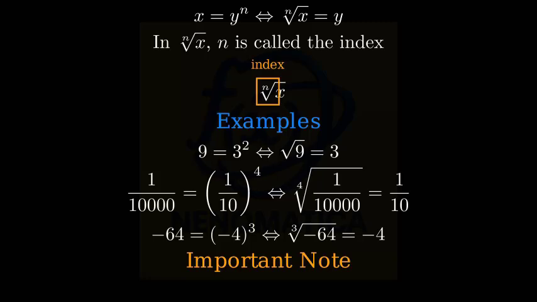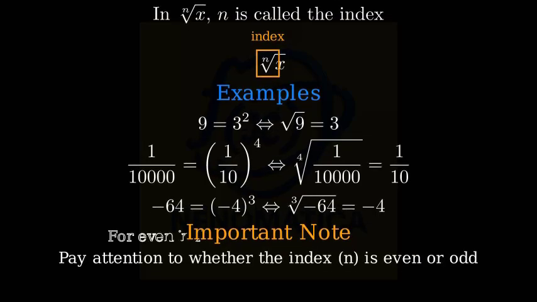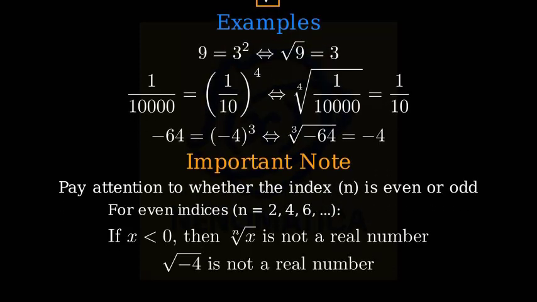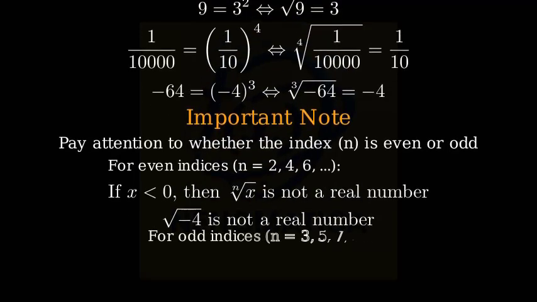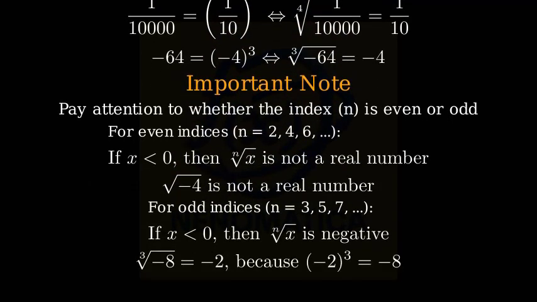Now, let's discuss an important consideration when working with nth roots. We need to pay attention to whether the index is even or odd. For even roots, like square roots or fourth roots, if x is negative, the root doesn't exist in the real number system. For example, the square root of negative 4 doesn't have a real value. For odd roots, like cube roots or fifth roots, the roots of negative numbers do exist in the real number system, and they are negative.